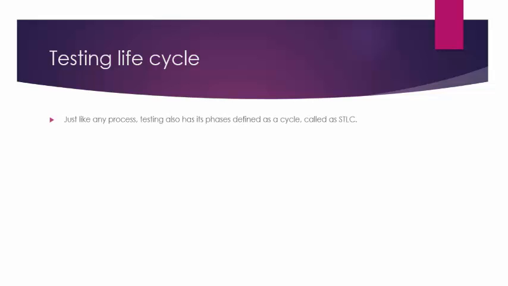So what is a test lifecycle? As you have seen, testing is also a part of the total software development lifecycle. Testing is again a phase, and that phase also happens as a set of different processes. Just like any process, testing also has its phases, which we can call a cycle, the STLC, the software testing life cycle, and this STLC is part of the SDLC, the total software development life cycle.